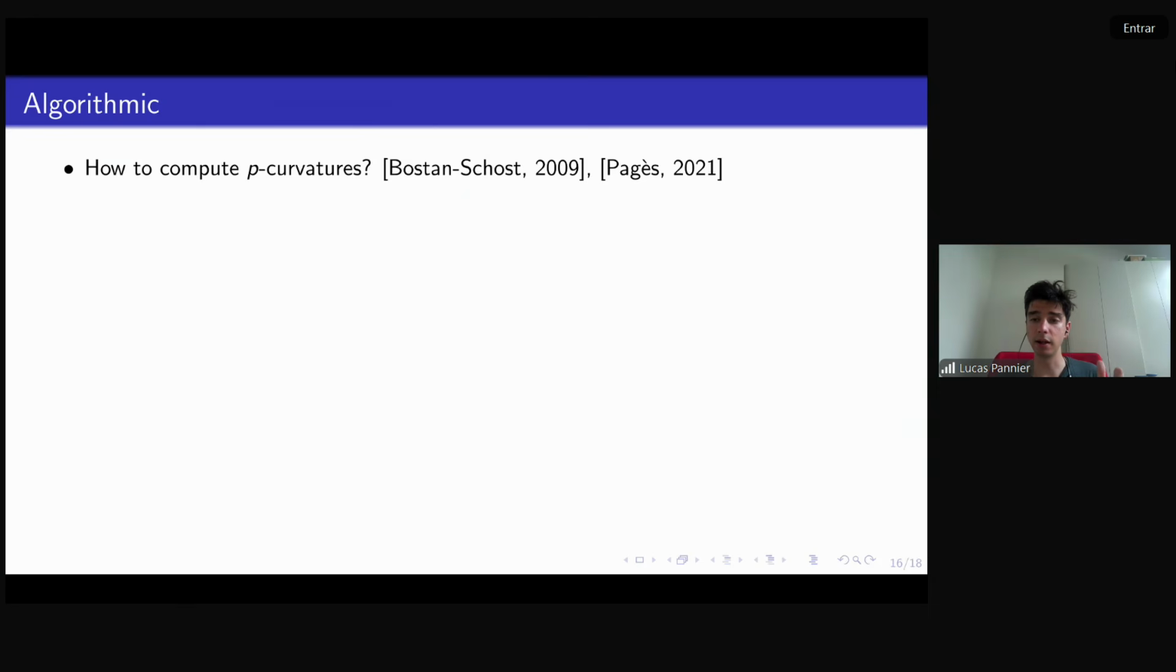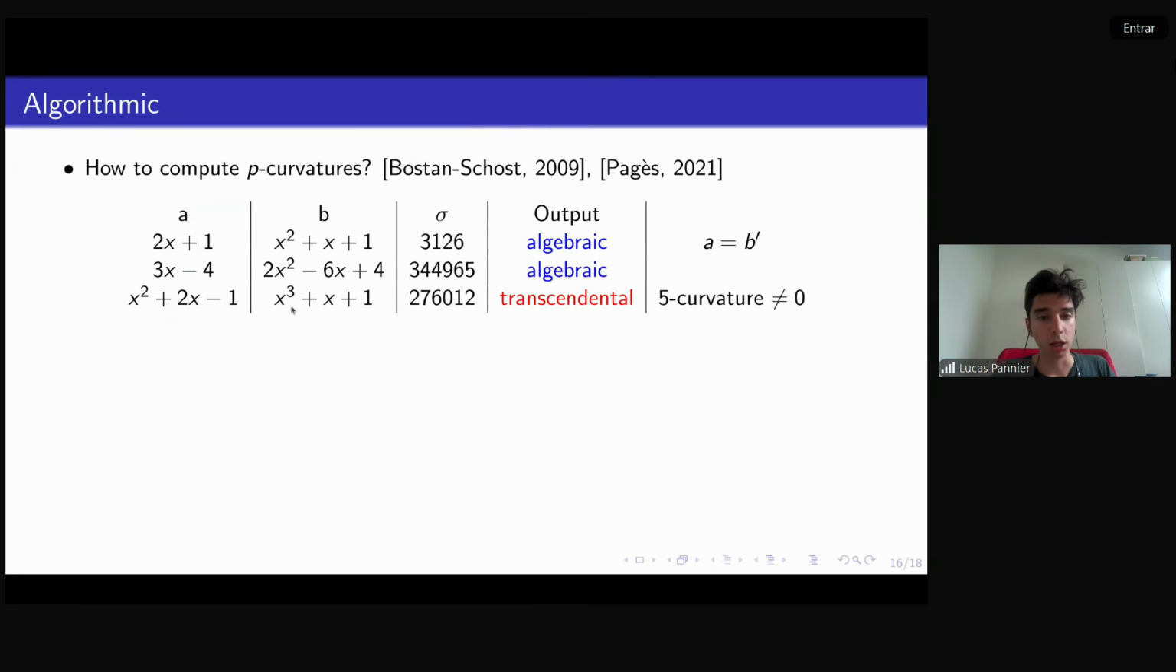That is, the algorithm does not compute just one p-curvature, but all p-curvatures up to a bound, which is what we want to do. This algorithm of Pagès is a bit less efficient than the one of Bostan and Schost in the case of order 1. However, that is the one we used in our tests for the moment.